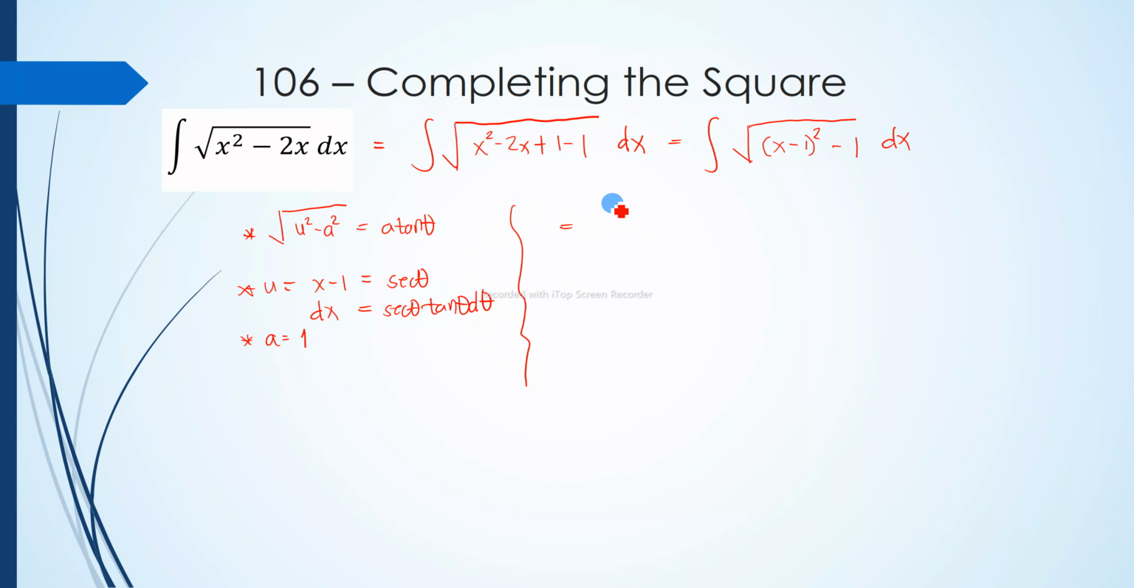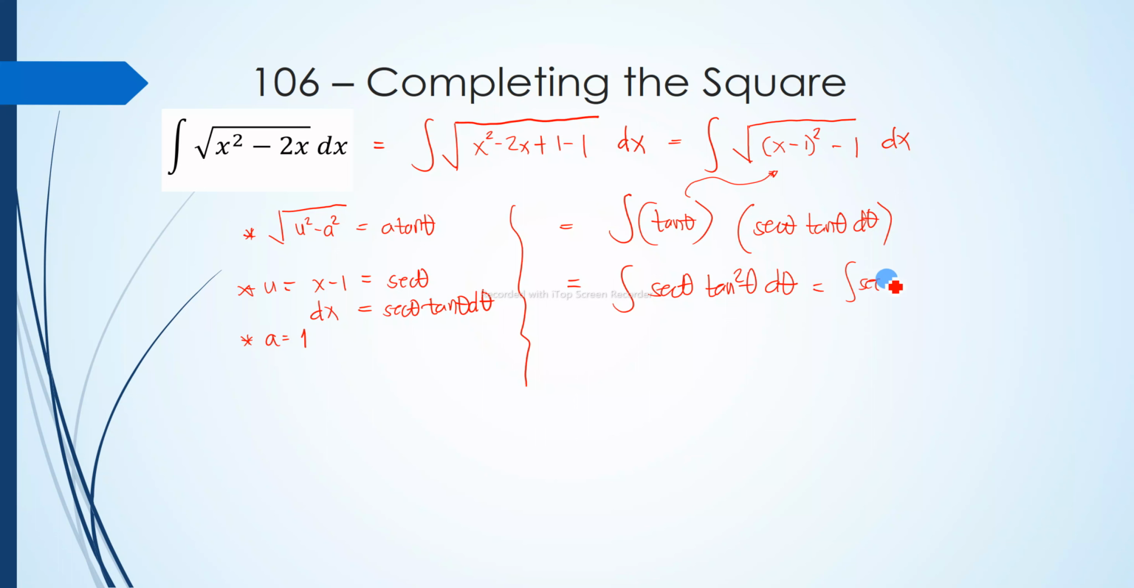So we just convert this one. This is equal to the integral of tangent theta on account of this radical, and then our dx is secant theta tangent theta d theta, which is equal to the integral of secant theta tangent squared theta d theta. Convert tangent theta: we will have secant theta times secant squared theta minus 1 d theta.